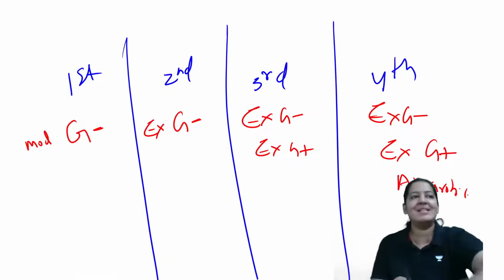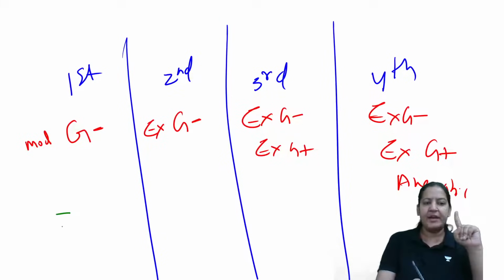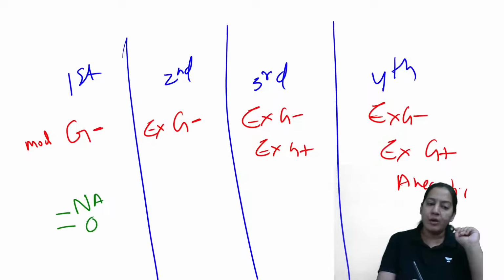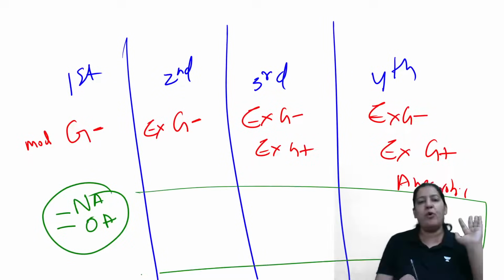Now I suggest you please learn the drugs inside each category. In the first category, two drugs are there: nalidixic acid and oxolinic acid. Only two which are non-fluorinated. The rest all will be fluorinated.